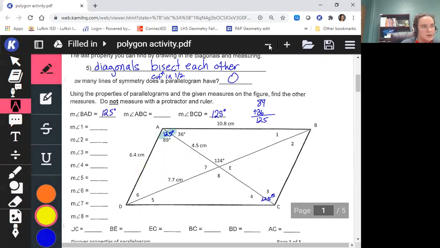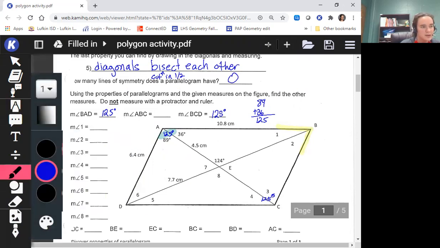And then we need to look for angle ABC. So ABC is this angle. Remember that our same side interior angles are supplementary. So we can subtract that 125 from 180. And when we subtract 125 from 180, we get 55 degrees. That's the measure for angle ABC, this entire angle is 55 degrees. And that means that this angle down here, angle ADC, is also 55 degrees.